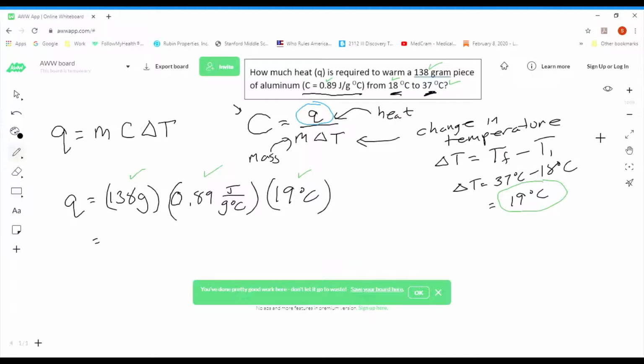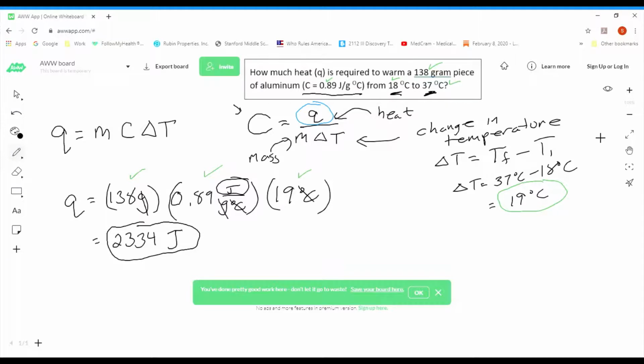It's actually 2,333.58, but I'll use 2,334. And you'll notice that the units for this are in energy units because the grams cancel out. Those are your mass units. The degrees Celsius here cancels out with the degrees Celsius in the delta T, leaving us just with joules. And so we're going to leave that as joules, and joules are our units of energy. And there is your answer, 2,334 joules.